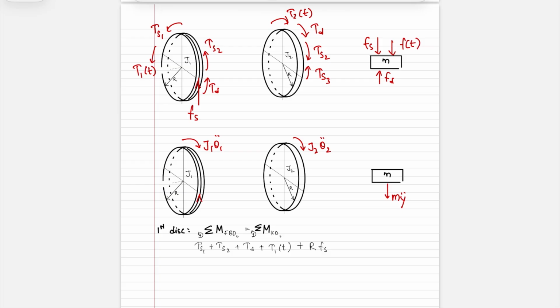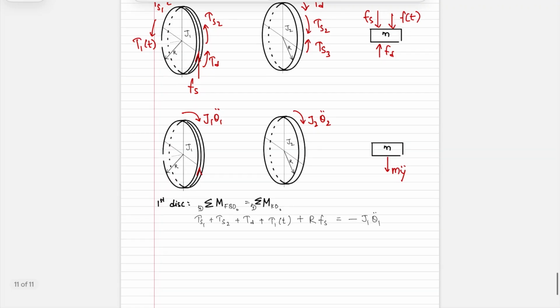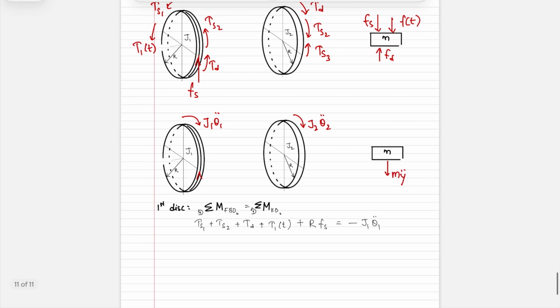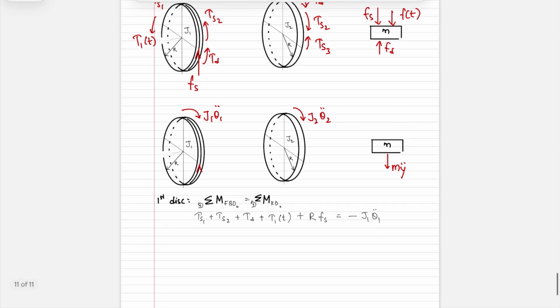All of this is on the left side. This will be equal to, now we have this in the opposite direction to what we chose as positive, so it's minus J1 theta 1 double dot. Now if you were to just substitute the values of everything that we defined, go ahead and do that as an exercise. I will write down the final answer.